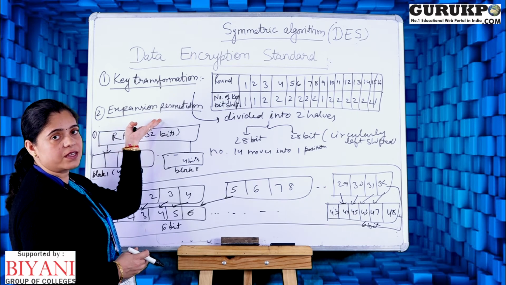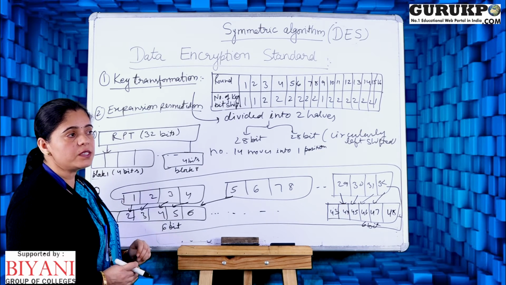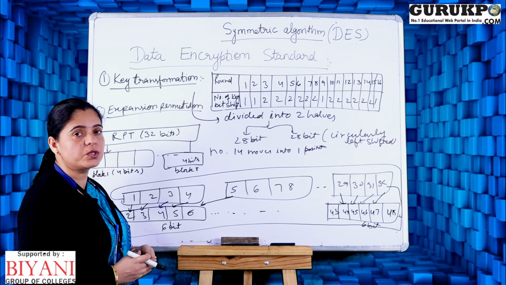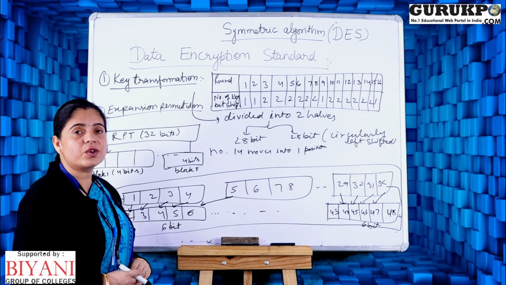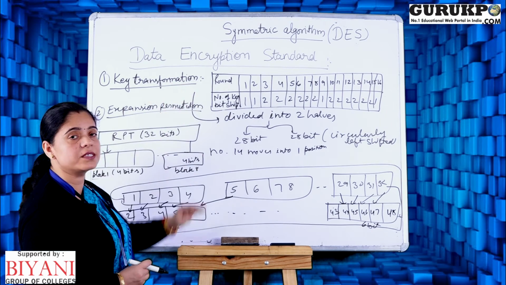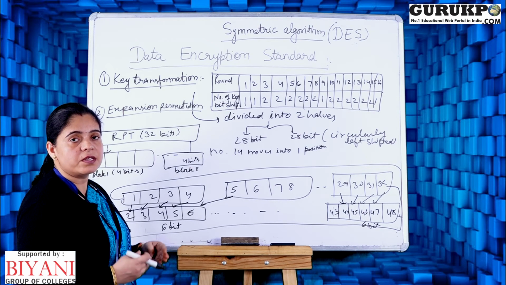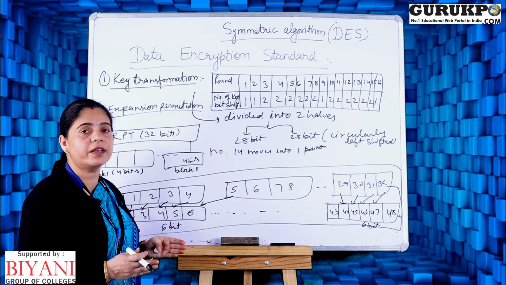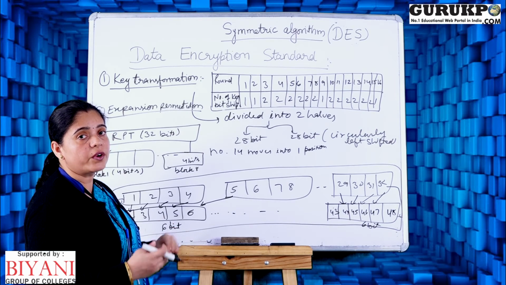Now the second step in each round is expansion permutation. Expansion permutation means we will expand the size of the right plain text from 32 bits to 48 bits. So why are we expanding the size of the right plain text? Because after the key transformation step, the key size is 48 bits. So we have to produce the right plain text also as 48 bits. Initially, as I said, the size of the right plain text is 32 bits, so we will expand it from 32 to 48 bits.